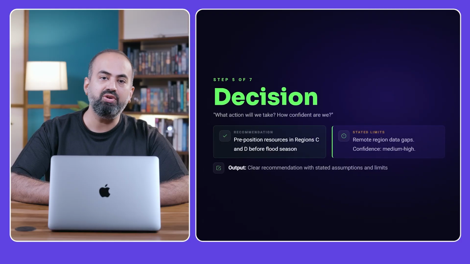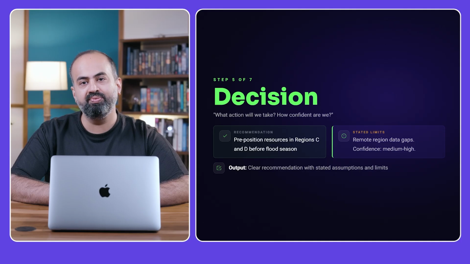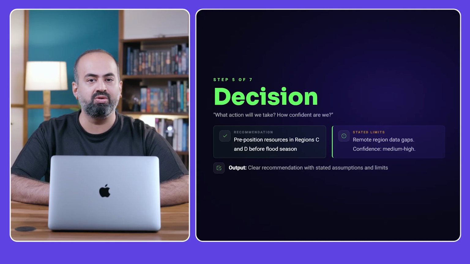Step 5. Decision. Now you commit. What action will you take? How confident are you? What do you know and what don't you know? A good decision states its assumptions and limits.